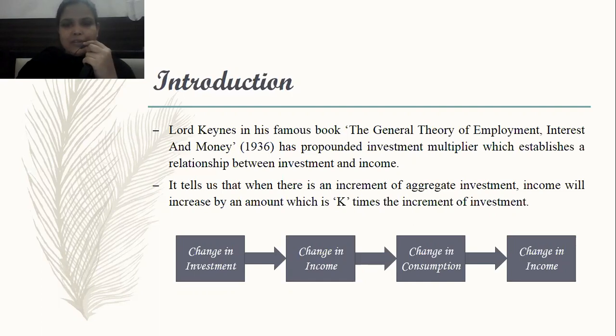Moreover, the size of multiplier depends upon the size of marginal propensity to consume. Larger the MPC, larger will be the size of multiplier, and larger the MPS, that is marginal propensity to save, smaller will be the size of multiplier.